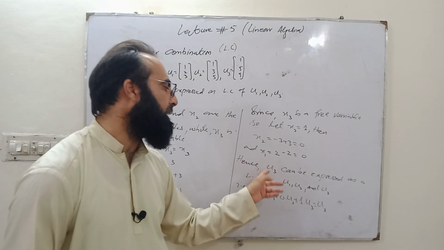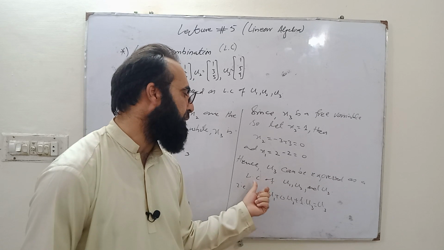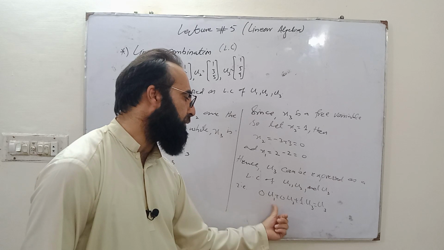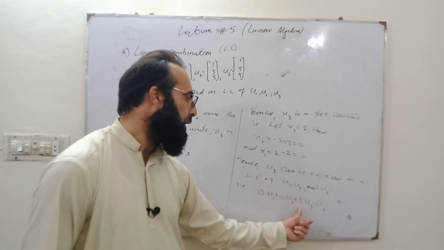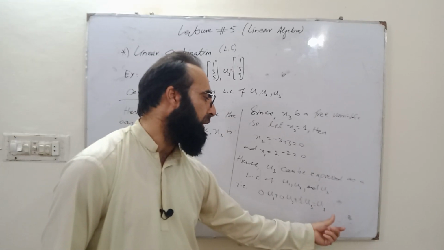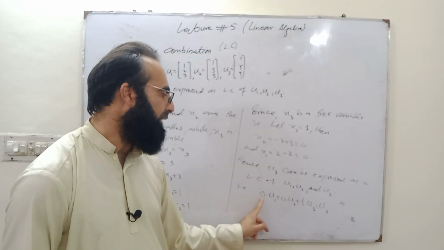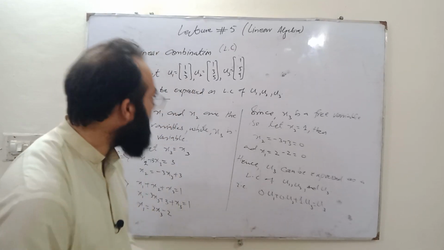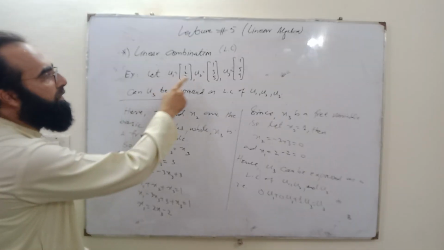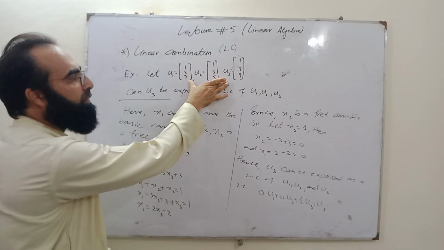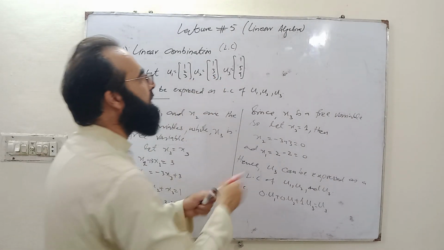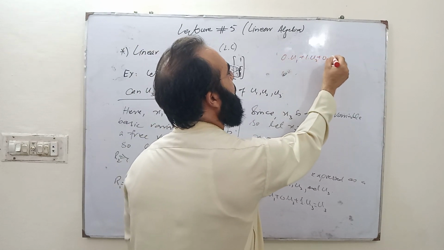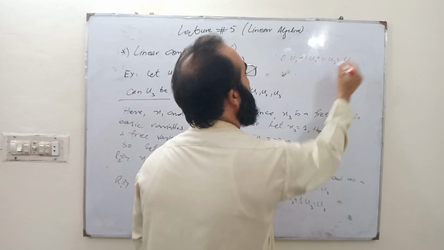this shows that u3 is a linear combination of u1, u2 and u3, and that linear combination is this one: 0 times u1 plus 0 times u2 plus 1 times u3 is equal to u3, because this one is x1, this one is x2, and the value of x3 is 1. Similarly, you can express u2 as a linear combination of these three vectors, just like 0 times u1 plus 1 times u2 plus 0 times u3 is equal to u2.